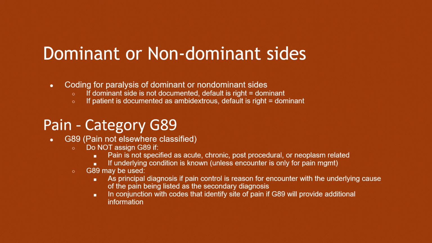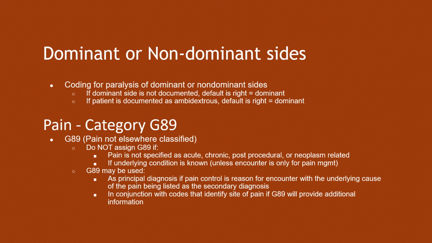Category G89, pain. Code G89 is for pain not elsewhere classified. We do not use a code from this category if the pain is not specified as being acute, chronic, post-procedural, or neoplasm related. It must be specified if you're going to use a code from G89. We also do not use G89 if the underlying condition is known. Unless the encounter is only for pain management, then you can use G89.